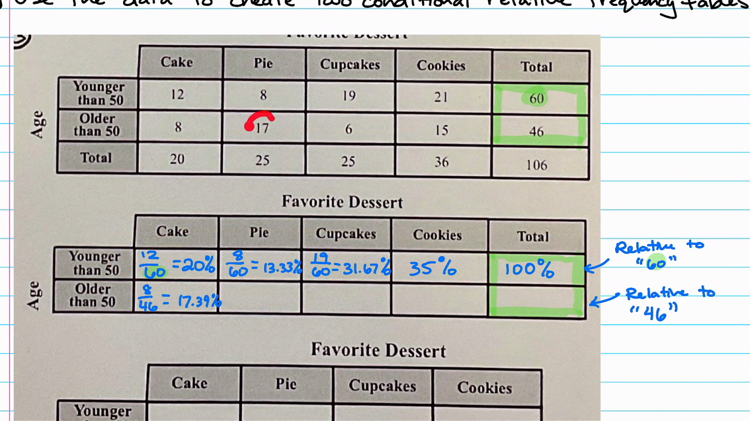Over to my next number. My next number is 17. Remember, my total is 46. 17 over 46. Ooh, I got a different number. Let me go ahead and calculate that. Give me 1 second. 17 divided by 46, hit enter. You get 0.3695, and you're going to go ahead and round. So that's 36.96%.